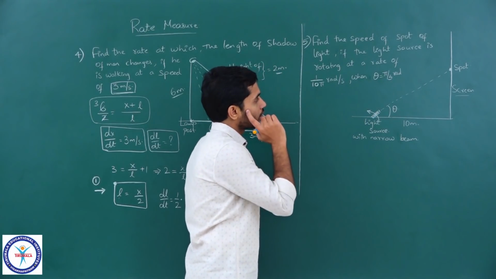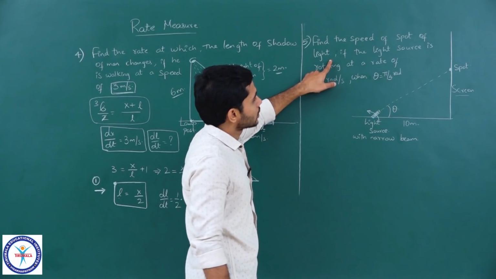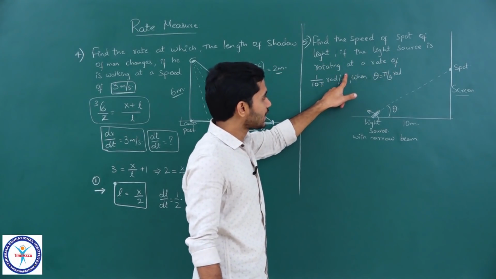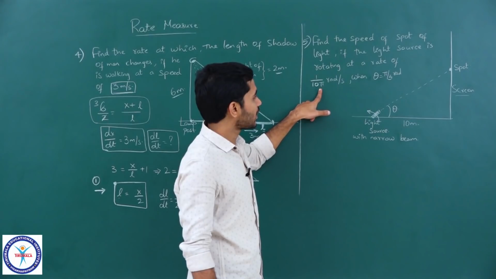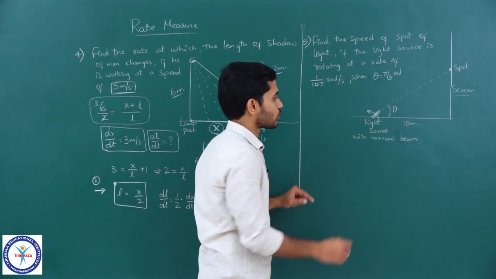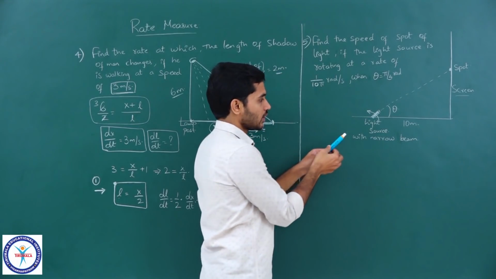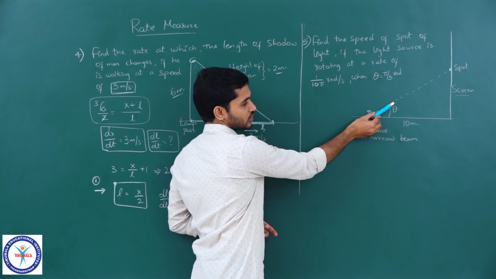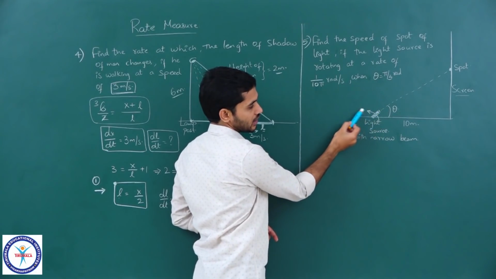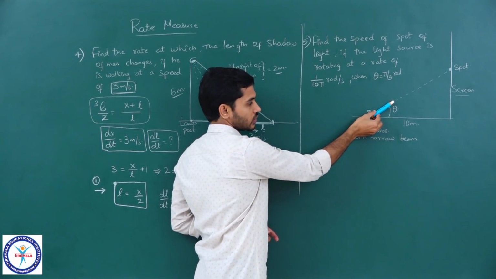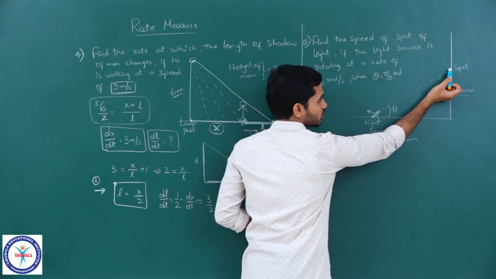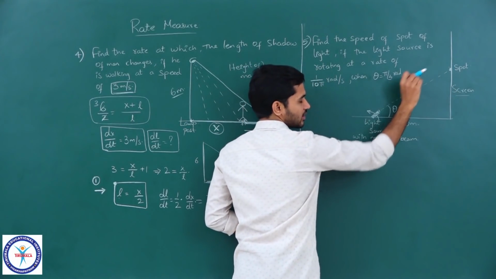Okay. Now, what they are saying is, if the light source is rotating at a rate of 1 by 10 pi radians per second. So, now this is the light source, this is rotating in this manner. You can see the direction that it is rotating. So, if it is like this, the spot would be formed here, right, exactly in a straight line.